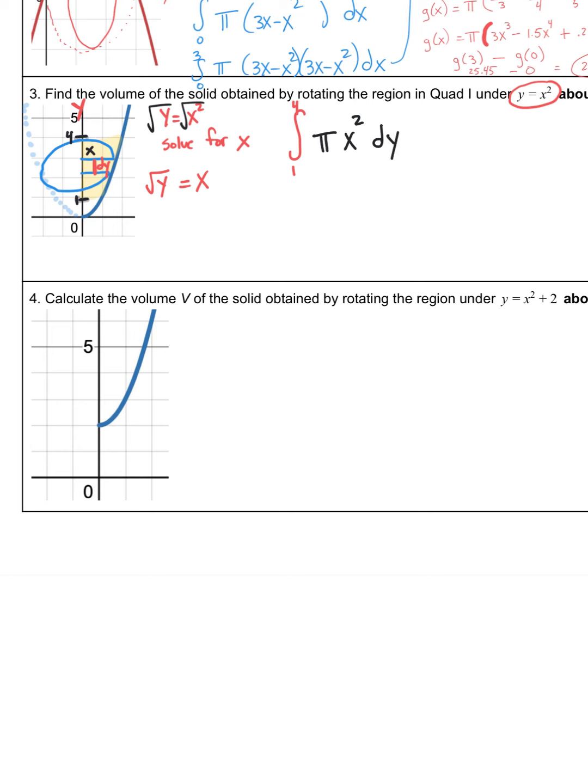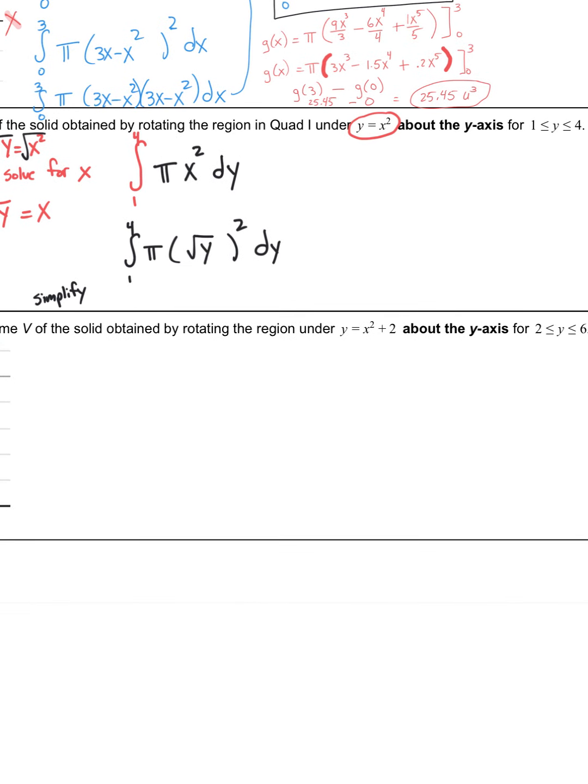All right, the next thing to do is, of course, to plug in what x is equal to. So pi x squared dy. My x, I plug in right here. X is equal to the square root of y. And then I would absolutely simplify that because the square root and the squared are going to cancel each other out. So it's going to look like this. We have from 1 to 4, pi y dy. And there is our definite integral. That should be a pretty easy one.